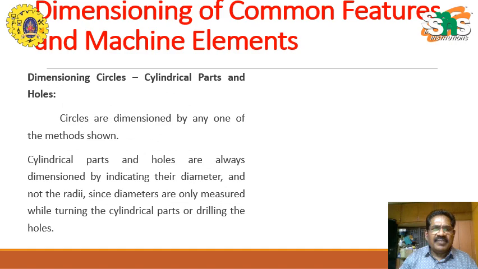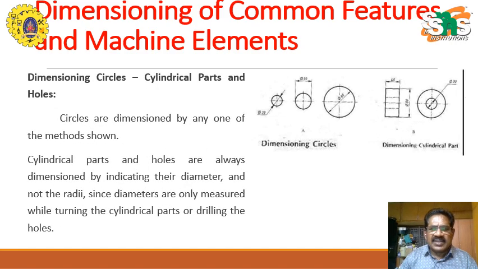So dimensioning of common features and machine elements goes like this. Dimensioning of a circle, we put it as dia. Either I can put it outside, or I can put the arrows inside, or I can pull out the dimension like this and place it horizontally. All three are valid. I can dimension the cylindrical part like this. I can show it in the front view, or I can show it in the side view. So both are allowed. Ensure that you dimension only once, because if you repeat the dimension two times and you make a change in one dimension, you will have to change the others also. So redundant dimensioning is not to be done.